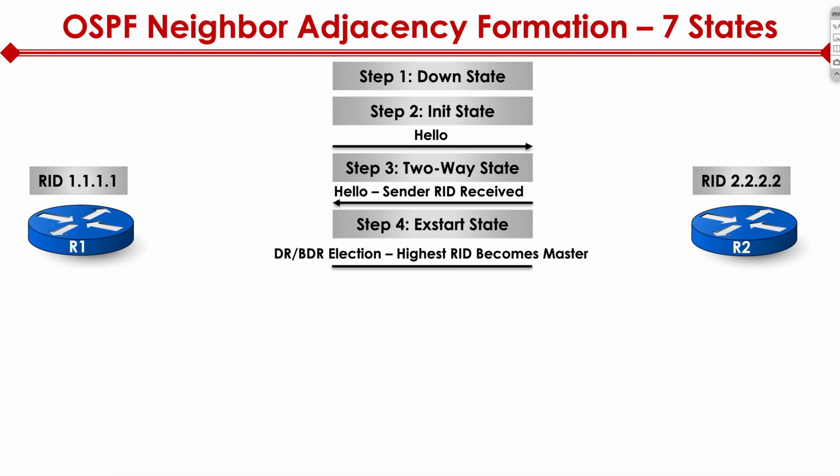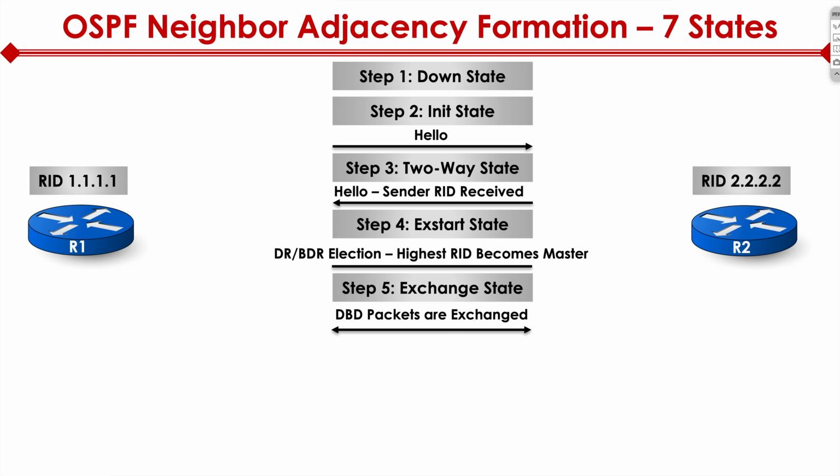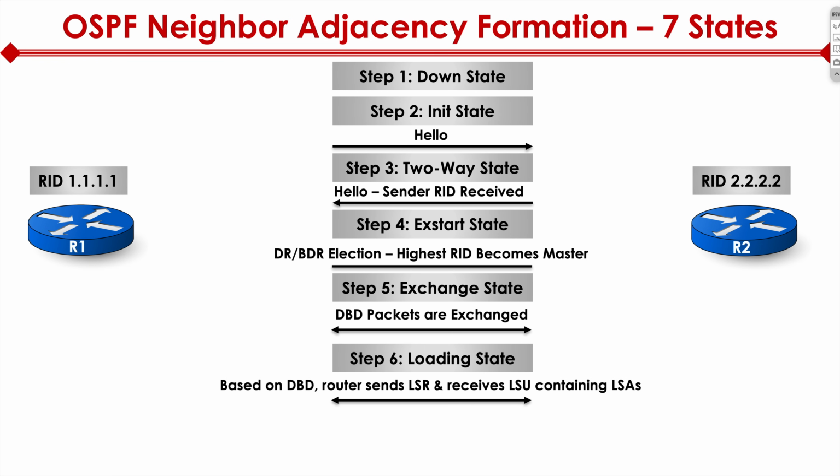Step 4 is what's called an ExStart state, and this is where the DR and BDR election takes place, and the highest router ID becomes master. Now, let's park it for a moment. I'm gonna go deeper into this momentarily. Once we get past that step, we'll get into step 5, which is called exchange state. Here is where the database descriptor, or DBD packets, are exchanged.